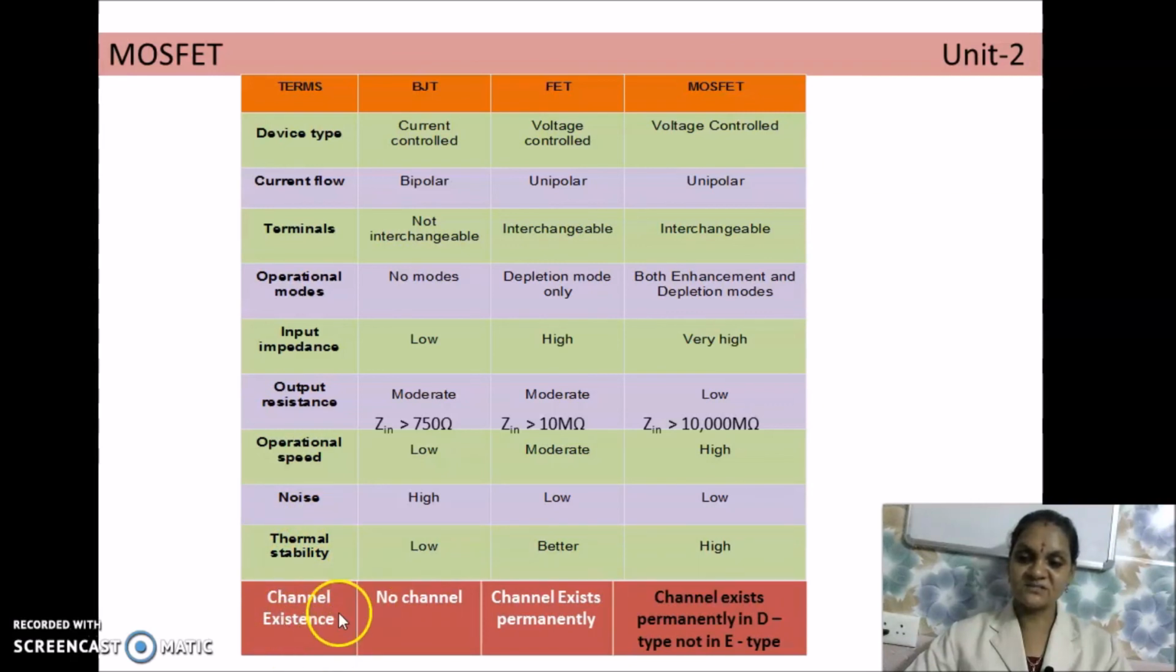And the channel existence, it is our main thing. So there is no channel in the BJT. Whereas some physical channel, in FET also the channel exists permanently. Permanently the channel exists till the entire operation of the device. Whereas in case of MOSFET, the channel exists permanently in depletion type or D type, but not in enhancement type or E type, because only after the application of threshold voltage, only if VGS greater than threshold voltage, the channel got created. Below that, there is no physical existence of channel. So this is the comparison of three types of transistor. So keep it in mind.